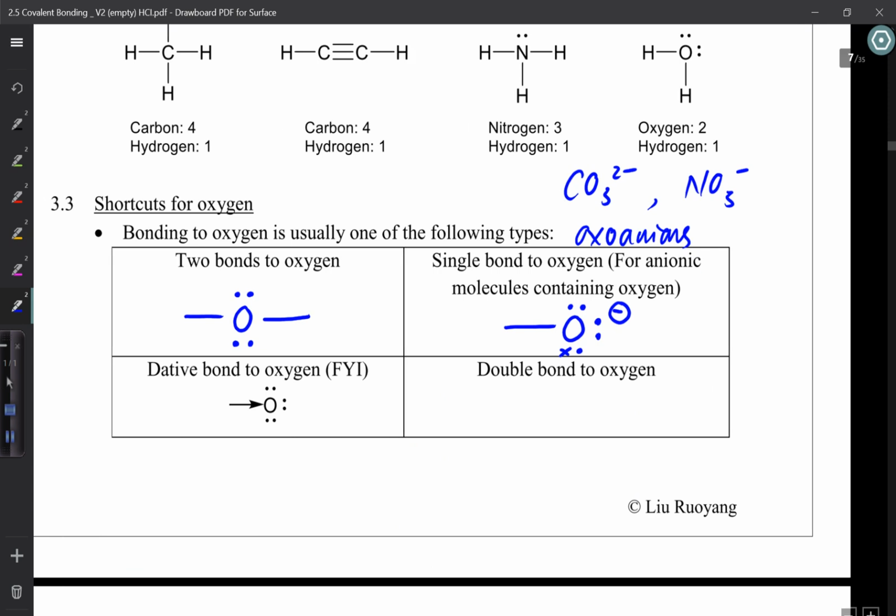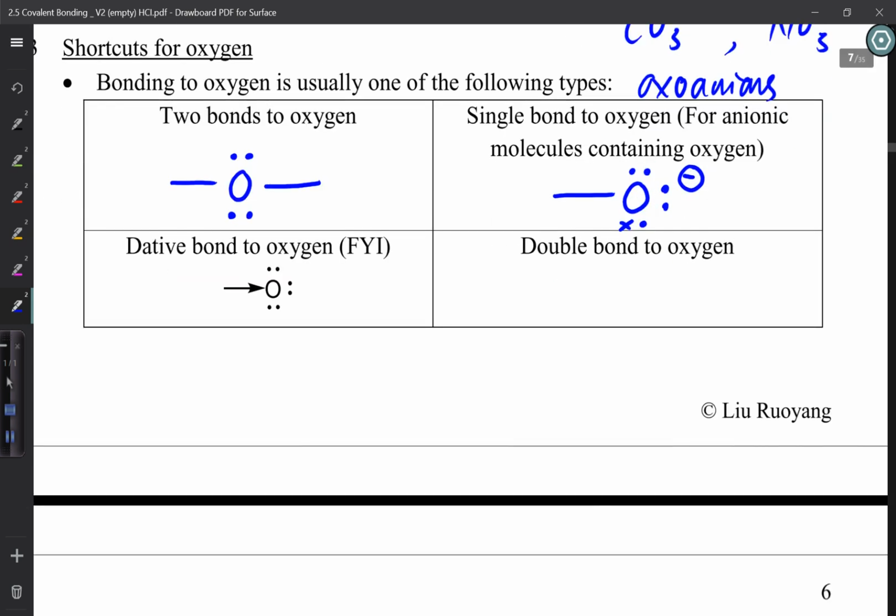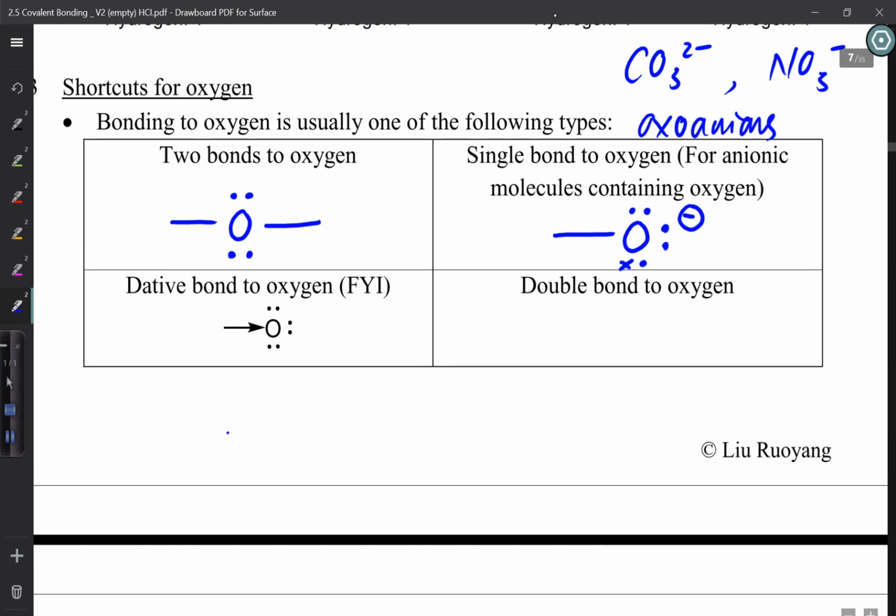So the next possibility is that there's a dative bond to oxygen. But this is for information. But that doesn't mean they cannot ask. So what's one example of this? This will be NO3 minus. So by the same logic, we will place N at the center, the 3 oxygen at the terminal end. So each of these nitrogen will share 1 electron with this oxygen, and this oxygen will in turn share 1 electron with nitrogen.